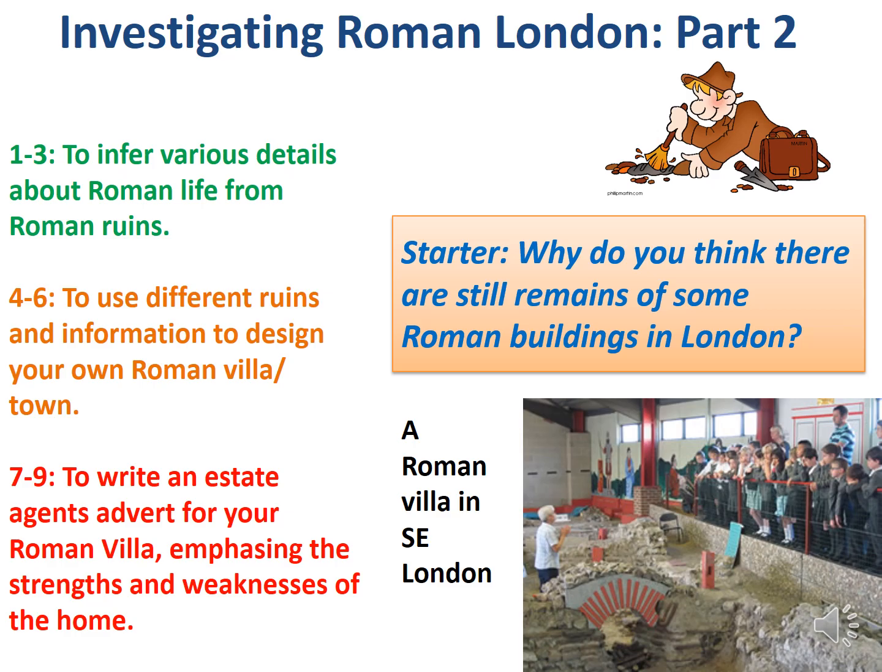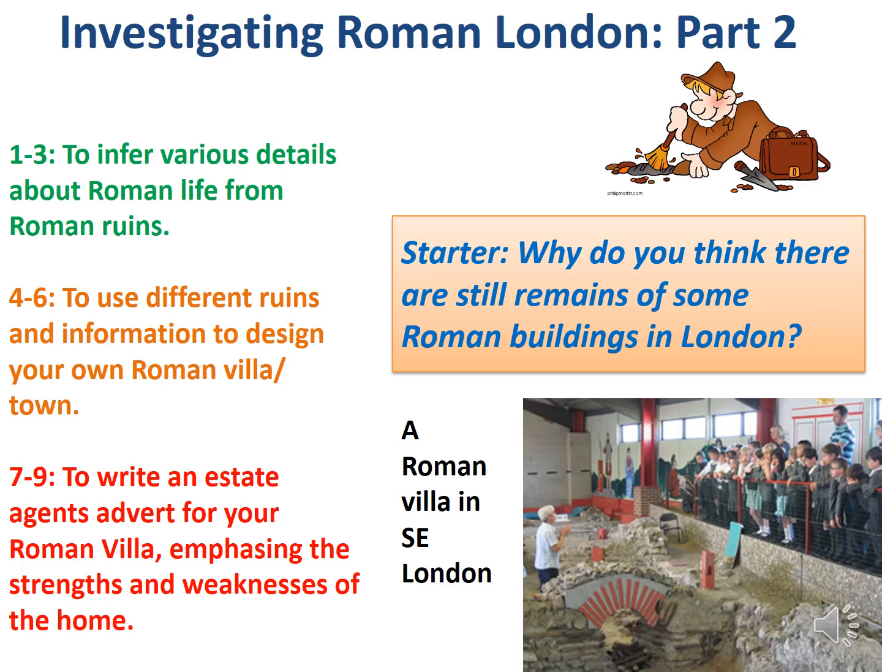Now, if you could please write down the title, Investigating Roman London Part 2. So remember last week we did some excellent investigations and archaeological skills. I'm going to build on them today. Our lesson objectives for today: to infer various details about Roman life from Roman ruins, to use different ruins and information to design our own Roman villa/town, and to write an estate agent advert for our Roman villa, emphasizing the strengths and weaknesses of the home.